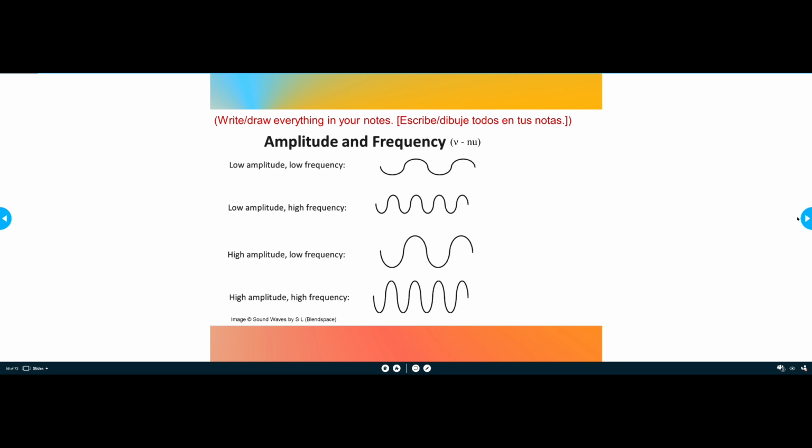Amplitude and frequency examples shown here indicate a few things. First off, amplitude is the height of the wave, and frequency is how many waves there are in the same distance. You can see low amplitude and high frequency versus high amplitude and low frequency, and vice versa.